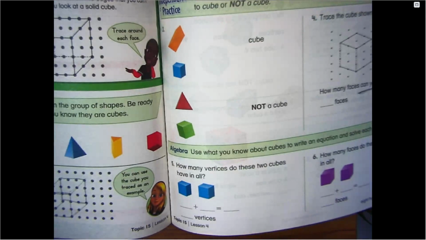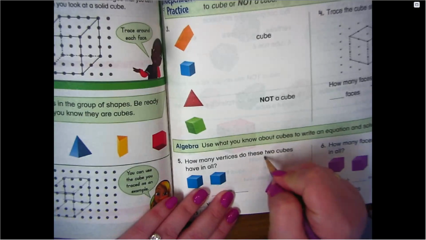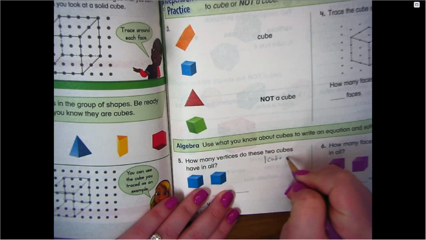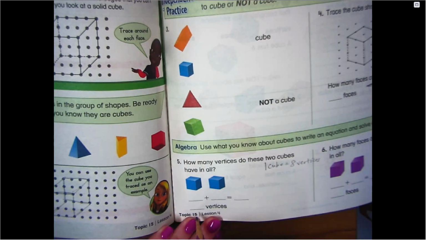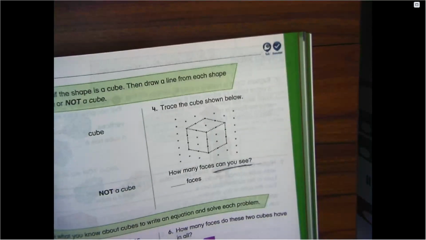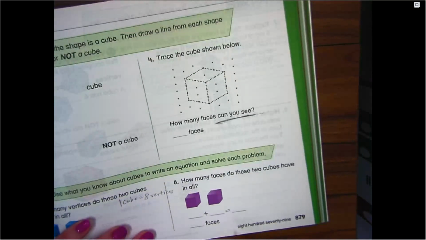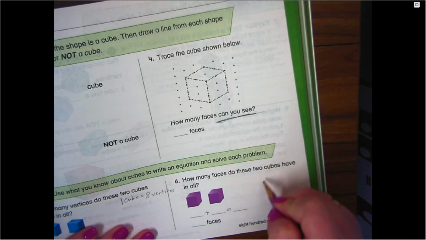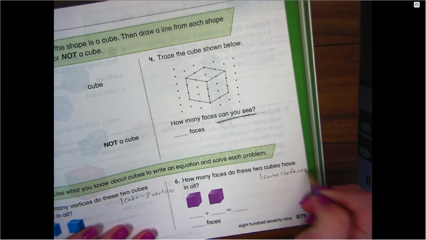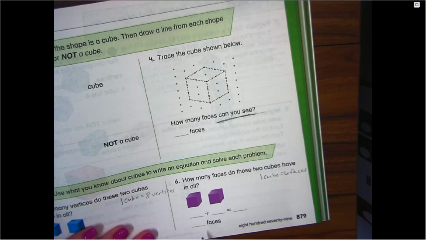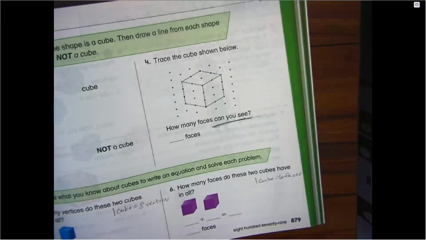Okay. Now, number 5. How many vertices do 2 cubes have in all? Well, we know that 1 cube has 8 vertices. So write me a number sentence to tell me how many vertices 2 cubes would have. Number 6 says, how many faces do 2 cubes have in all? We know that 1 cube has 6 faces. Write me a number sentence to tell me how many faces 2 cubes would have.